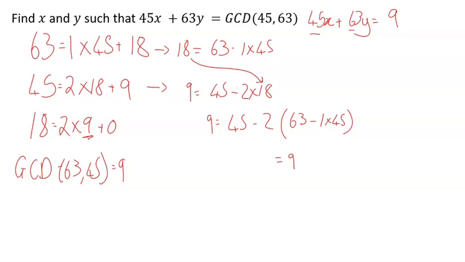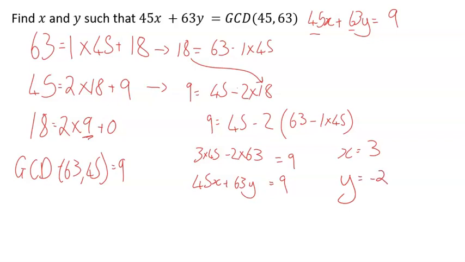So if I expand that bracket and start to gather, what I'll end up with is 3 times 45 take away 2 times 63 is equal to 9. And at this stage, if you wanted to check it, you could use your calculator and just fire that in quickly in order to check what we've done is right. So now, if I compare it to the original format, 45x plus 63y equals 9, I can look at it and tell you straight off what x and y are, just by comparing coefficients. So by comparing them, I can say that x is equal to 3 and y is equal to negative 2.